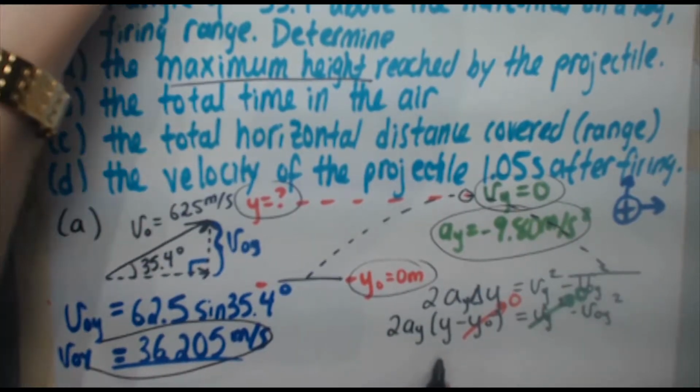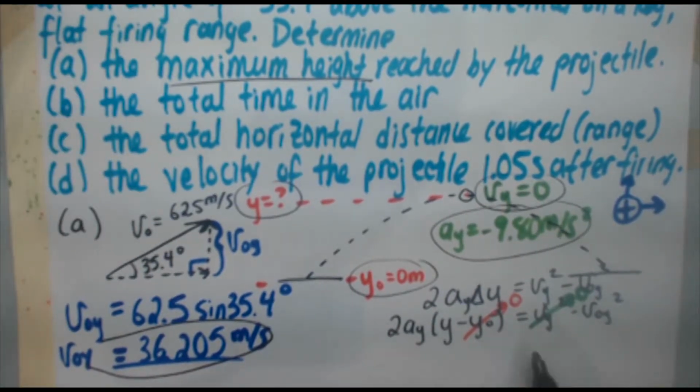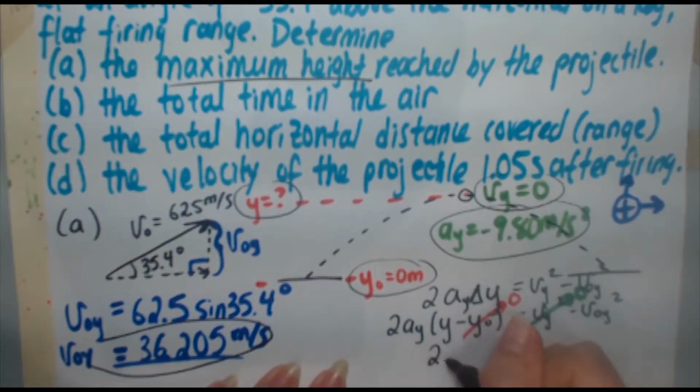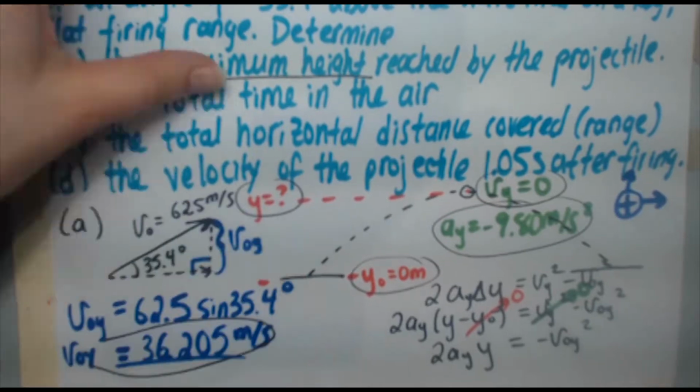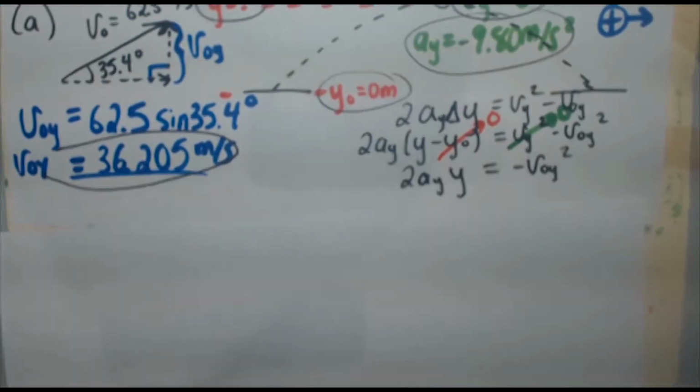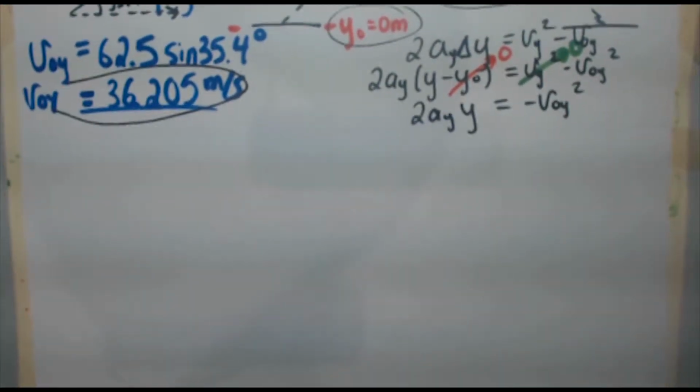Now you've got 2a y equals minus v naught y squared. So 2a y times y equals minus v naught y squared. Let's isolate this for y since that's what we're looking for. I'm going to shift this up a bit.